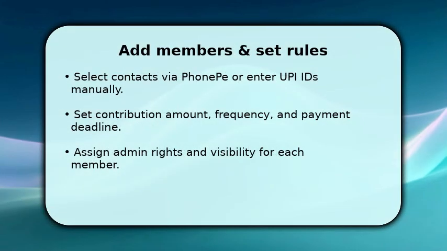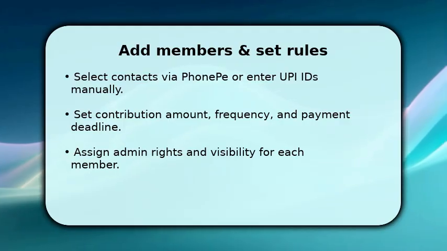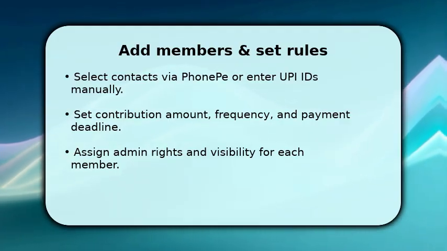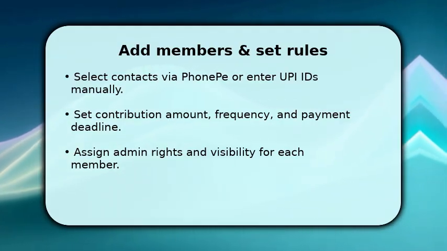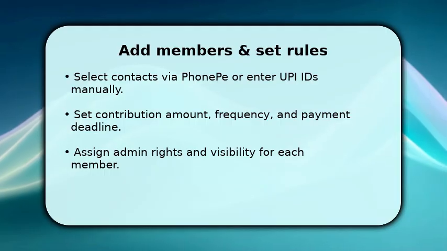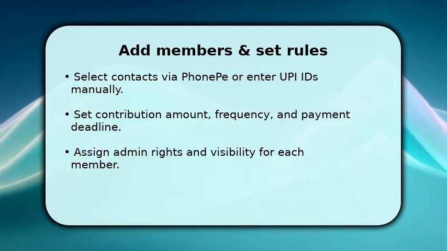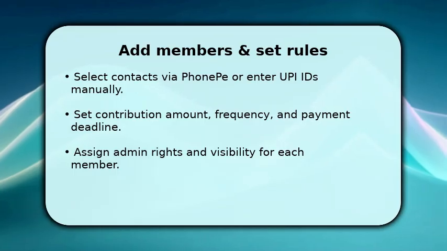You now add participants. Tap Add Members, choose from PhonePe contacts or paste UPI ID and confirm each entry. Next, set the contribution type, one-time or recurring, and enter exact amounts and deadlines. This defines how collection works.